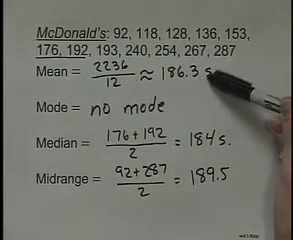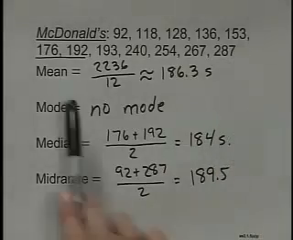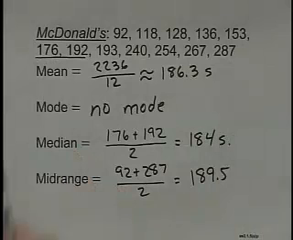So the mean is the average of all of the values. The mode is the one that's repeated the most often. The median is, because it's an even number, the average of the middle two values.